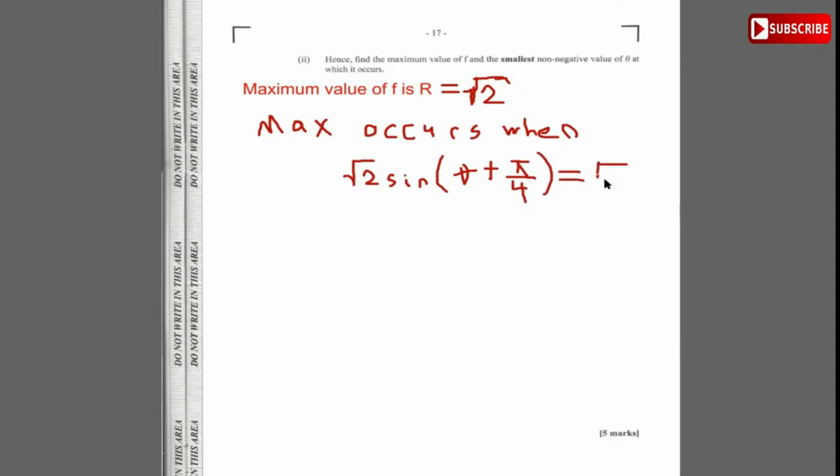And so the root 2 cancels on each side. And so what we get is the sine of theta plus pi by 4 is equal to 1. And so now we take sine inverse. When you take that sine inverse, you get theta plus pi by 4 is equal to sine inverse of 1.